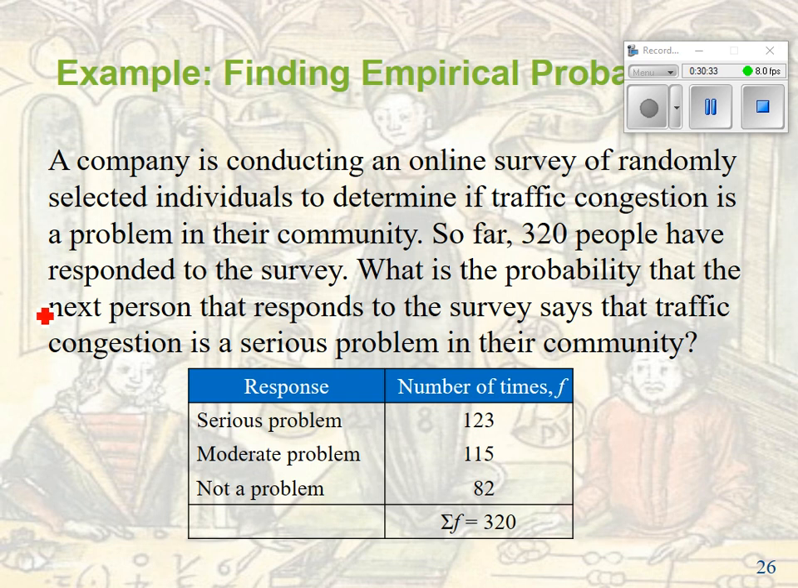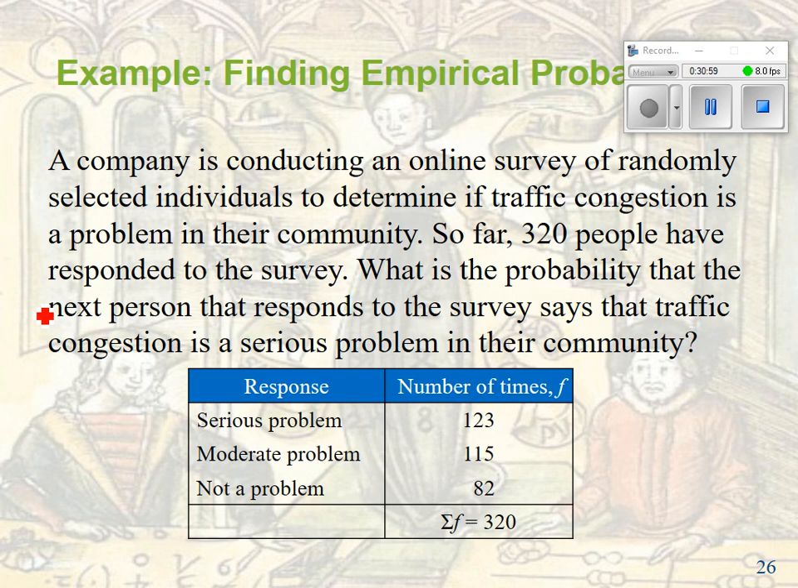The company is conducting an online survey of randomly selected individuals to determine if traffic congestion is a problem in their community. So far, 320 people have responded to the survey. First of all, before I go any farther, what might be a problem? We talked about bias when we were looking at stuff like this. What might be a problem with doing this survey?